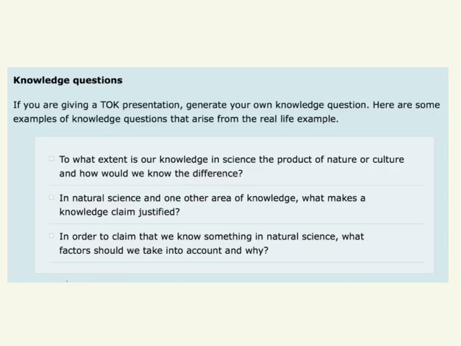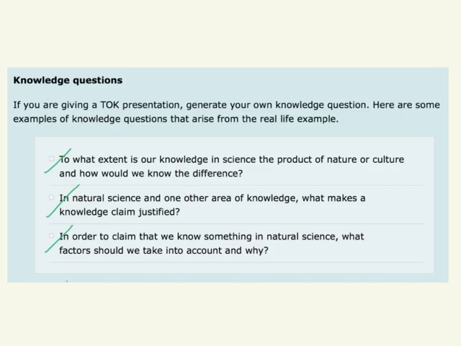To what extent is our knowledge in science the product of nature or culture, and how will we know the difference? In natural science and one other area of knowledge, what makes a knowledge claim justified? And lastly, in order to claim that we know something in natural science, what factors should we take into account and why? You notice that there are various knowledge questions that arise, and it's up to you to formulate your own question and just to choose one of them that becomes the topic for your presentation.